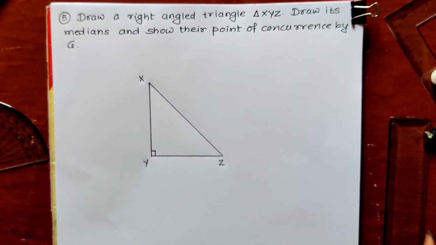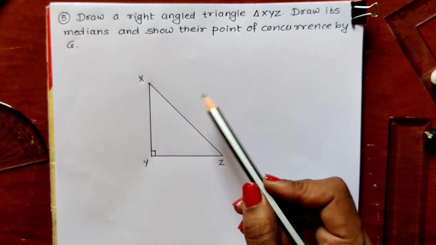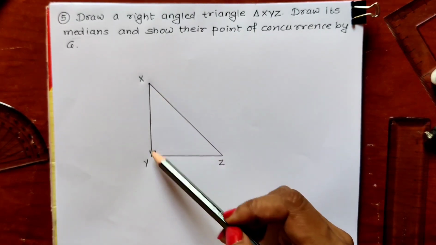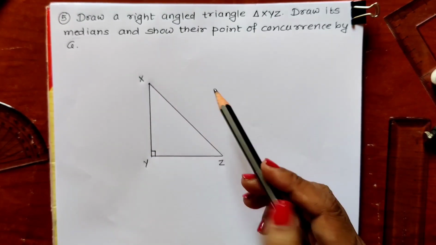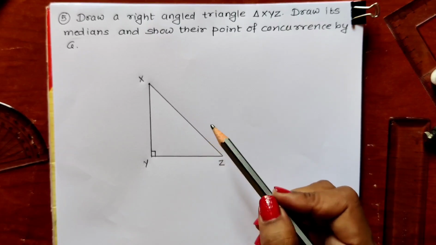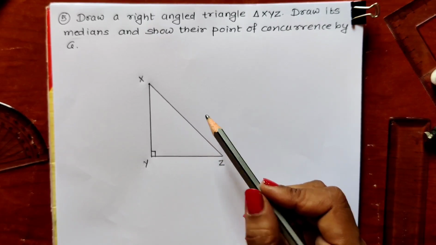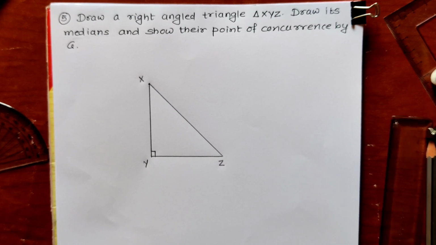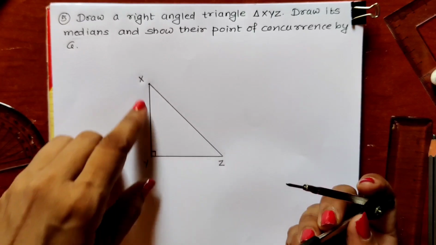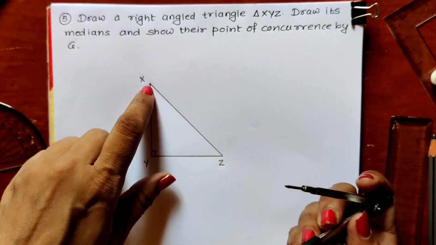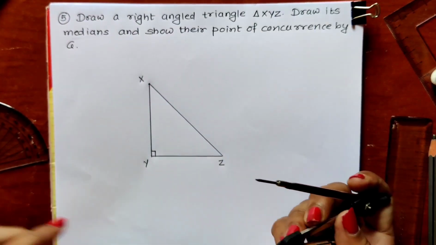Now we have to draw the medians. Medians means what? We have to first fix the midpoints of all these three sides, side XY, side YZ and side XZ. For fixing the midpoints, what we have to do? We have to draw their perpendicular bisectors so that they will bisect each side and make two equal parts of each side, and then we can get their midpoints. So first let us draw the perpendicular bisector of XZ to fix the midpoint.